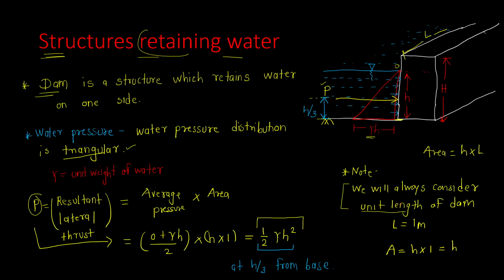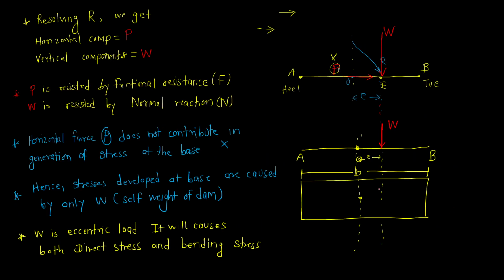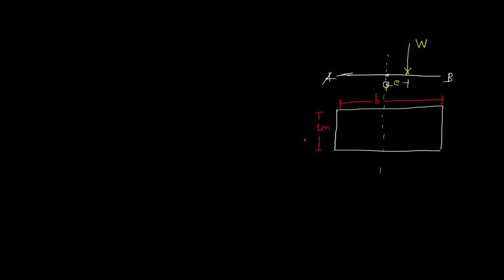We will always consider the unit length of dam. So L will be equal to 1 meter always. Now from here it is very easy. What is the moment M here? M is equal to W into E. So this is equal to W into E. We can even substitute the value of E here.